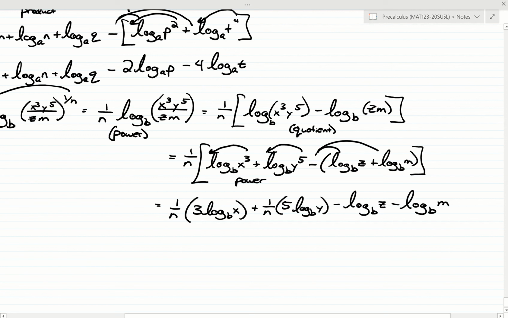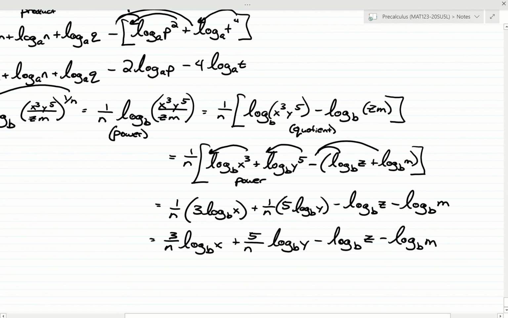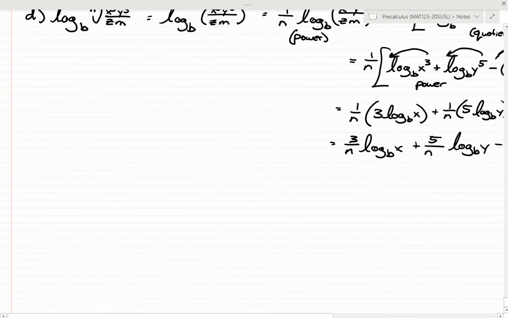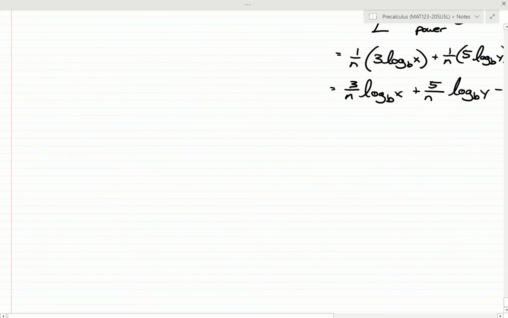And then if you wanted to, you could write this 3 over n log base b of x plus 5 over n, I'm sorry, log base b of y minus log base b of z minus log base b of m. All right, so hopefully by now you get the properties of logs. That's fully expanded though. So let's go the other way. Let's contract them.